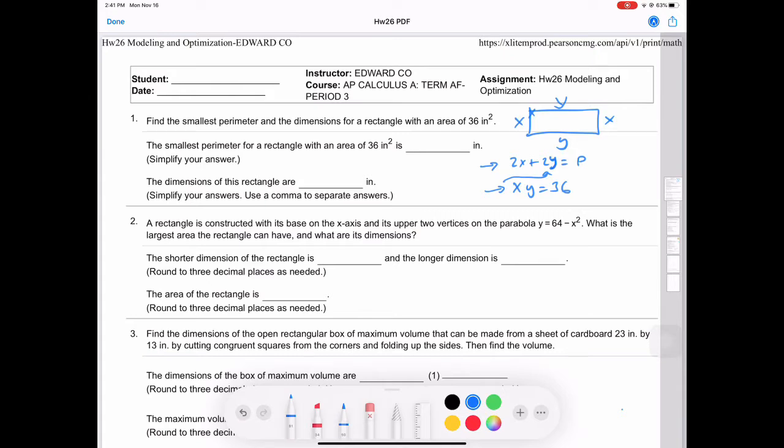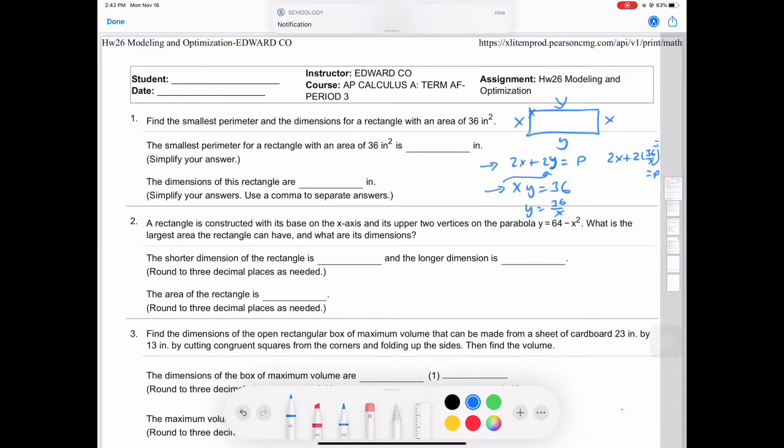So in this case, I'm going to say we'll solve for y. y is equal to 36 over x. And then I'm going to replug it back into here. We're going to say 2x plus 2 times 36 over x equals P.